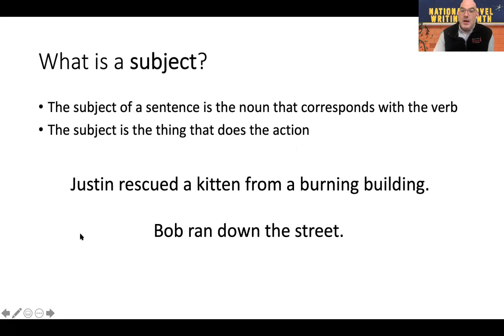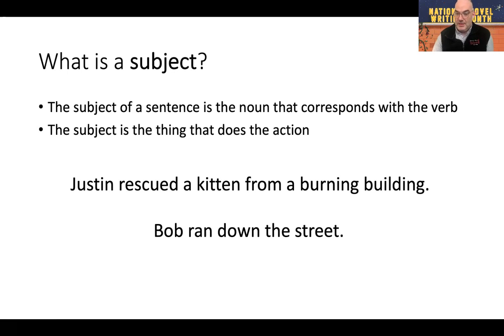All right, so we got a couple sentences here. Justin rescued a kitten from a burning building. All right, so just take a minute. This is not the most complex sentence in the world here. Our action in this sentence is rescued. Now we have to then ask ourselves, who is doing the rescuing?